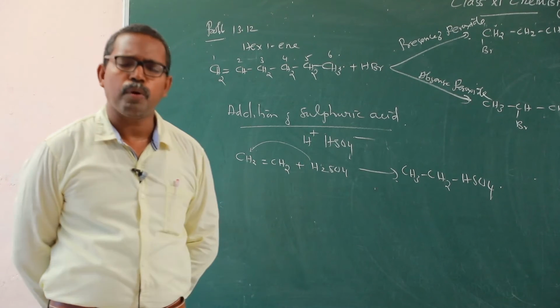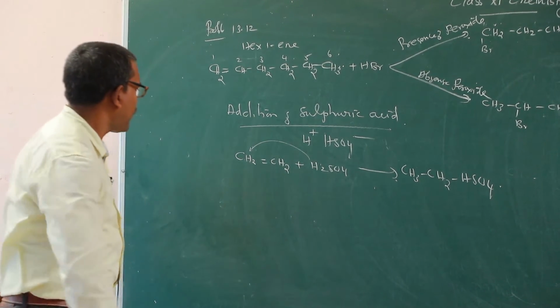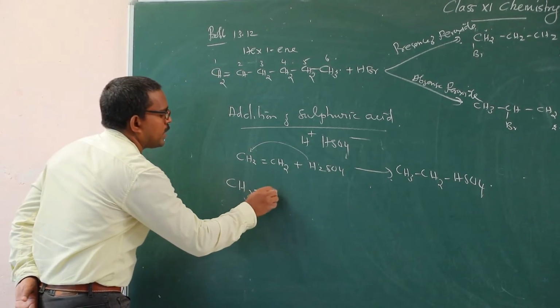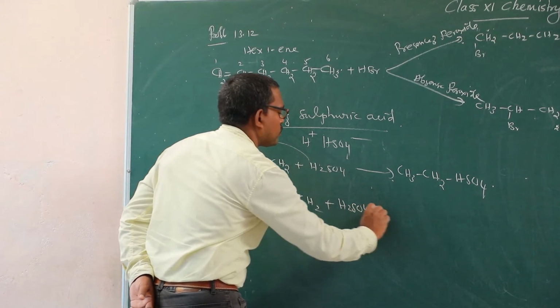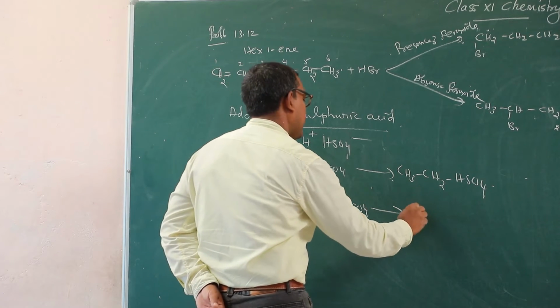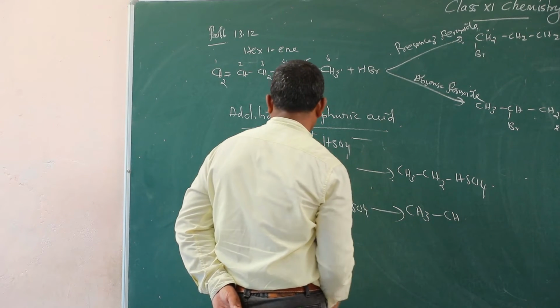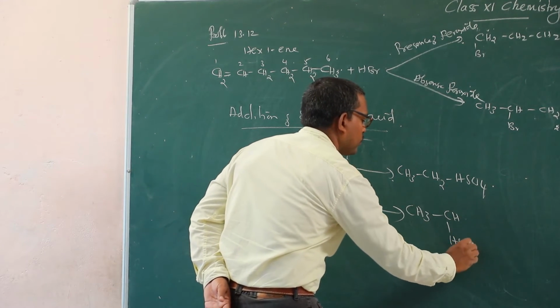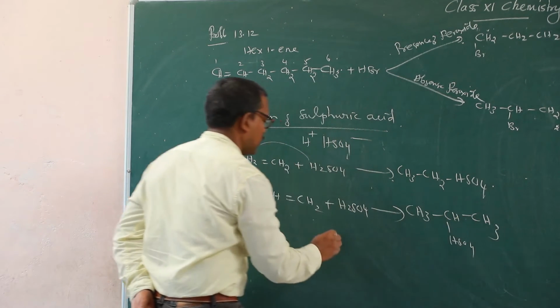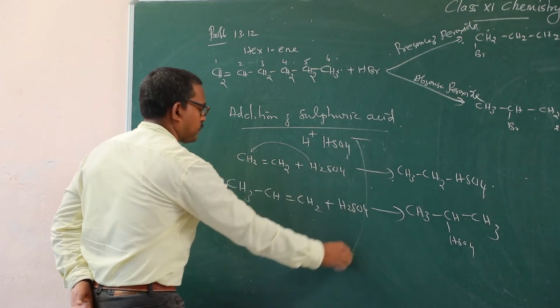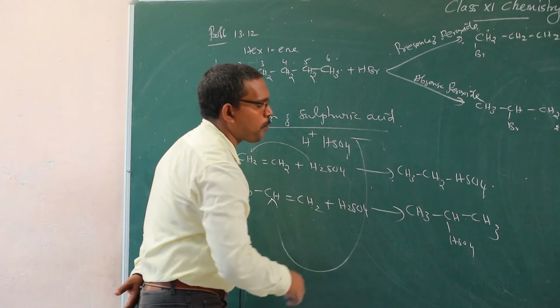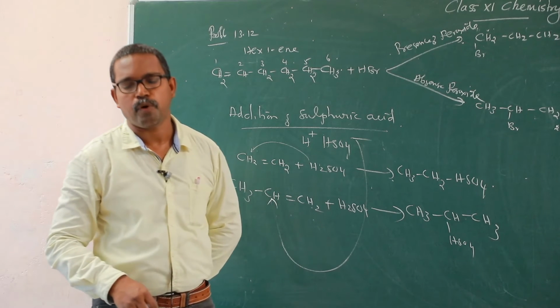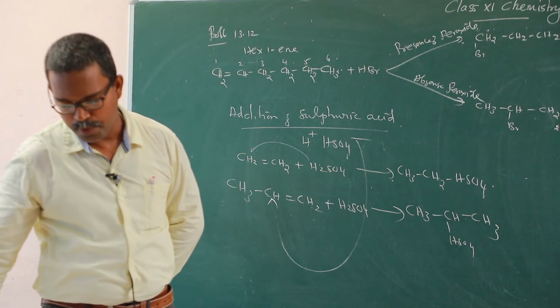Suppose we are taking propene, CH3CH=CH2 plus H2SO4. What is the product formed? CH3-CH(HSO4)-CH3. The negative part is added here, hydrogen added here. So this is isopropyl hydrogen sulfate as the product.